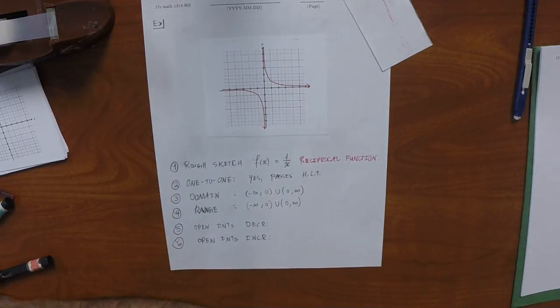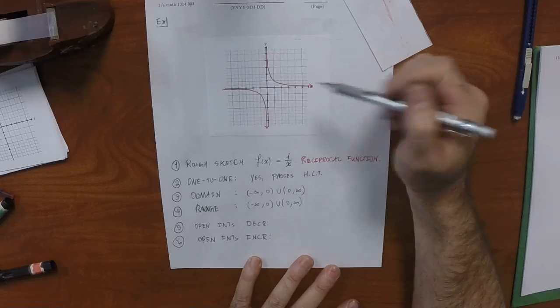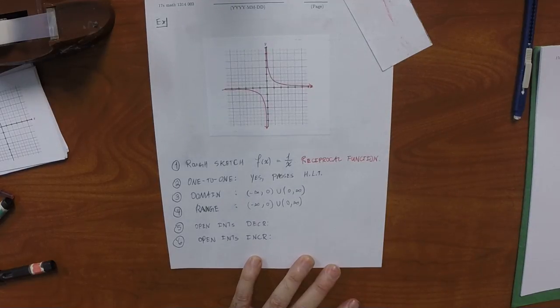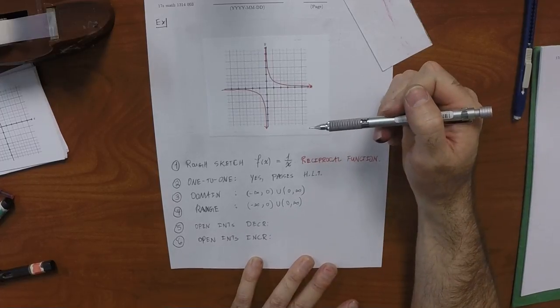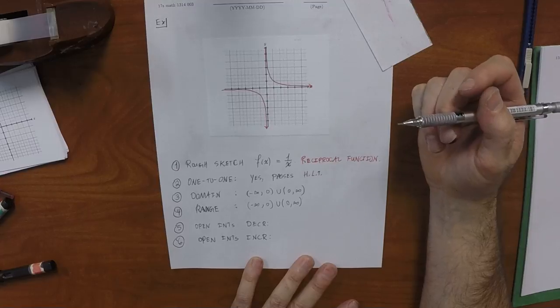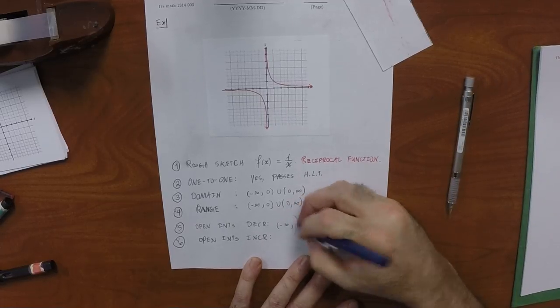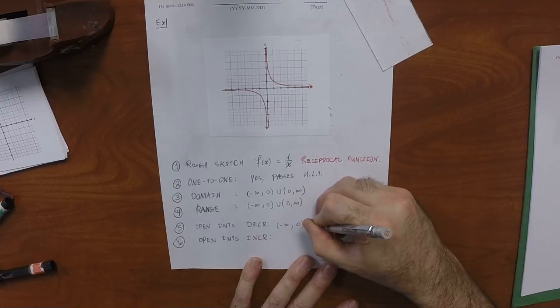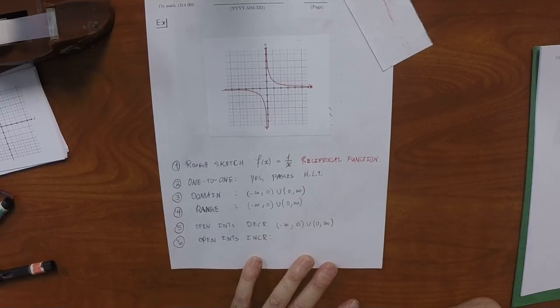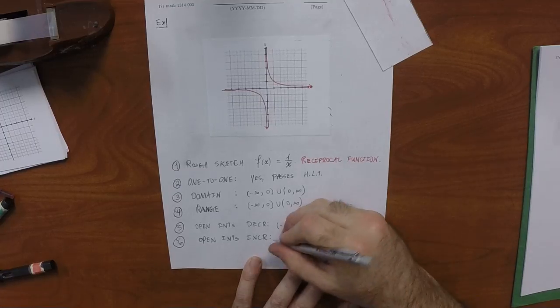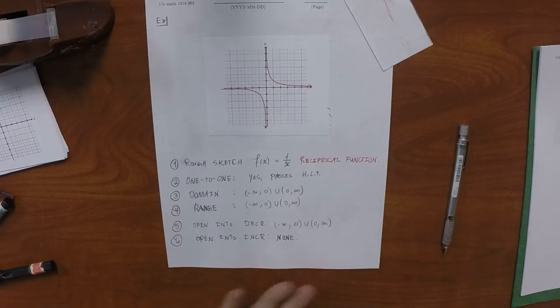Interesting. So since it's apparently always decreasing, should I write from negative infinity to infinity? What should I write? You can't include zero. Can't include zero. Right? It couldn't possibly be decreasing on an interval that includes zero, because it's not even defined on an interval that includes zero. I just said not to do that, and then I wrote it. Okay, how about where it's increasing? Yeah, so there are no intervals where it's increasing.